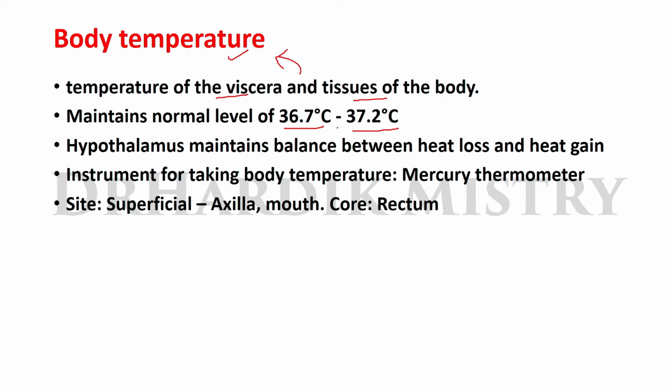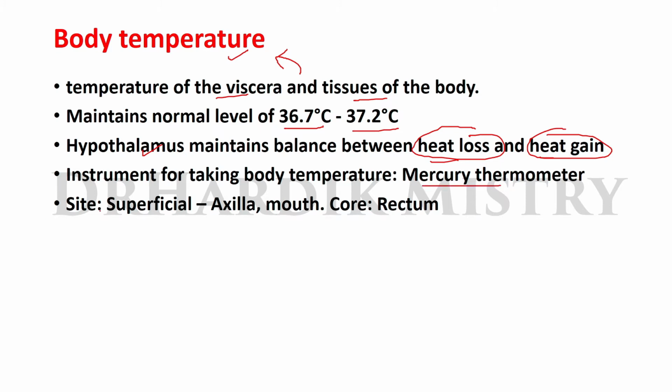The hypothalamus maintains the balance between heat loss and heat gain. There are two types of activity occurring inside our body: one is heat loss, and the other is heat gain. The hypothalamus maintains the balance between them. The instrument for taking the body temperature is known as a thermometer, specifically a mercury thermometer.